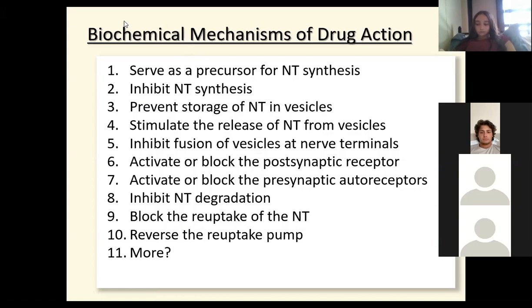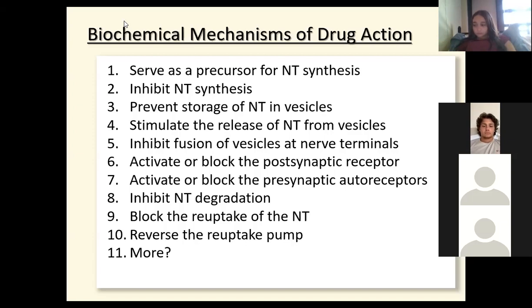You could inhibit neurotransmitter synthesis. Trying to remember one for norepinephrine. It was a plant product. Can't remember the name of it, but it blocks synthesis and that decreases norepinephrine in the synapses. Prevents storage of neurotransmitter in vesicles. So not sure what that means. I guess if you reverse that pump, the neurotransmitter would come out. I don't know where I got this now.